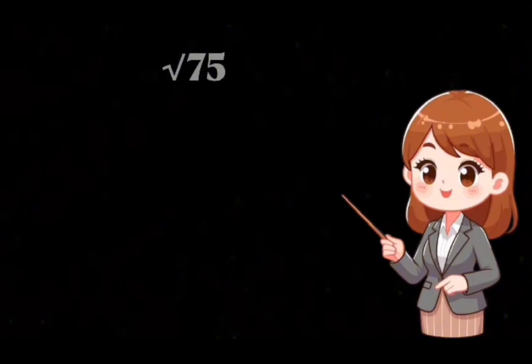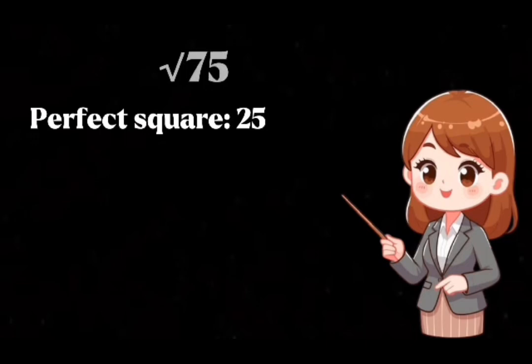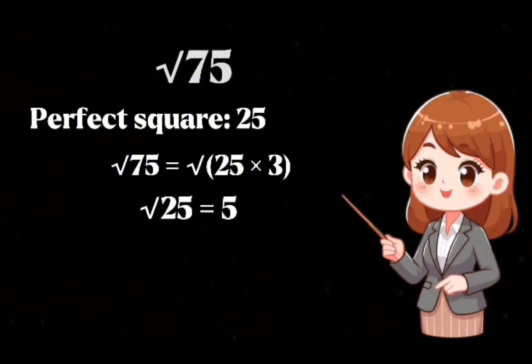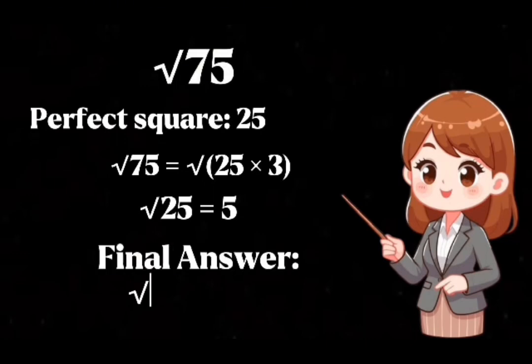Now, to simplify square root of 75, we check whether 75 contains a perfect square factor. In this case, 75 contains 25. So, we write it as 25 times 3. The square root of 25 is 5, so we take the 5 out and keep the square root of 3 inside, forming the final answer of 5 square root of 3.